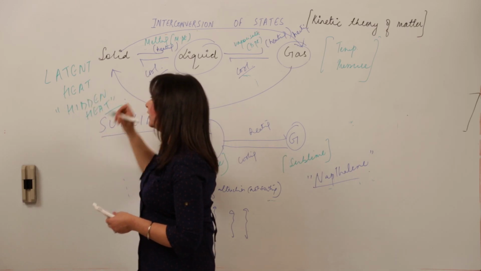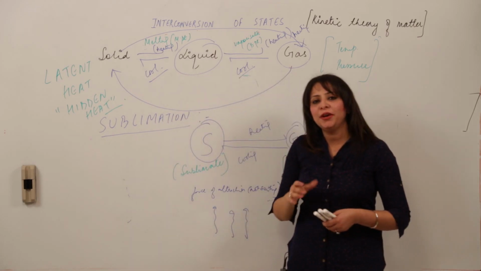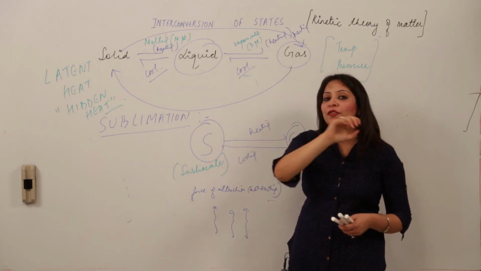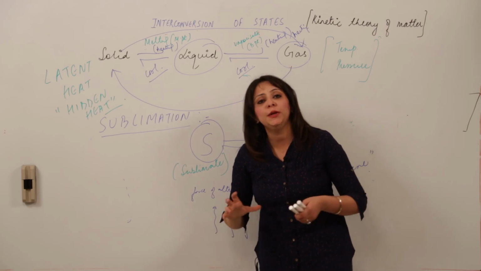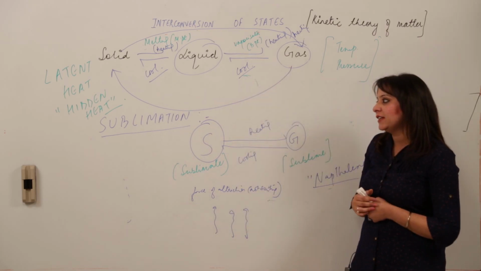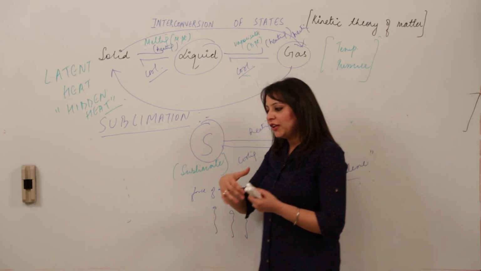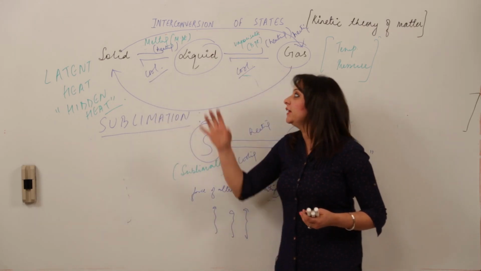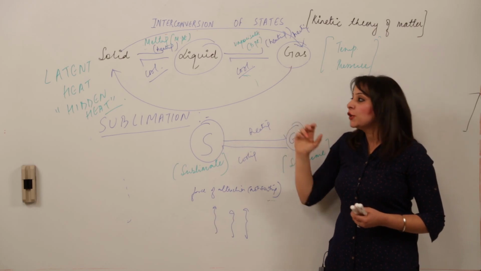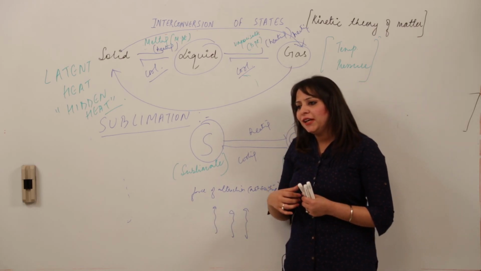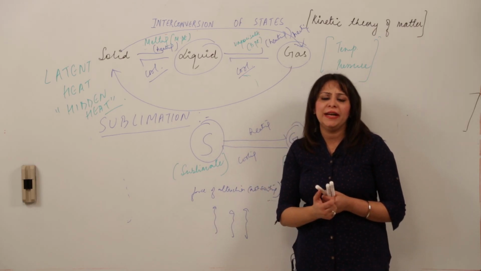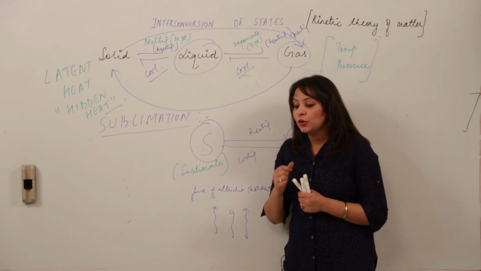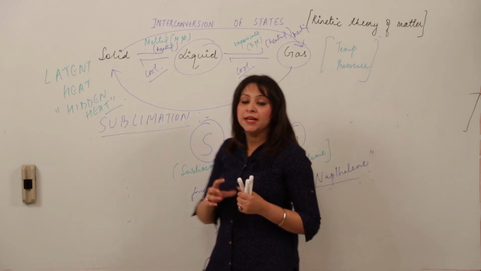What is the function of this heat? This heat does not raise the temperature of the substance. See, the melting point of ice is 0 degrees Celsius. The boiling point of water is 100 degrees Celsius. So when you are heating the water at 100 degrees, it changes into vapor, right? So why does the temperature of the liquid not rise? The question comes to our mind, listen to it carefully.